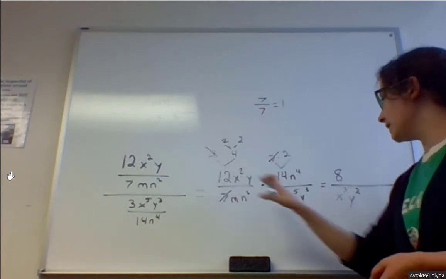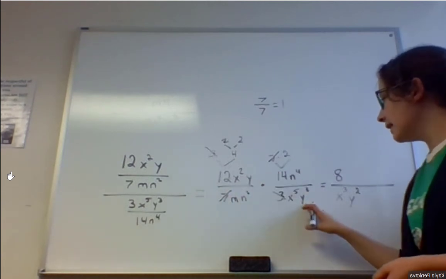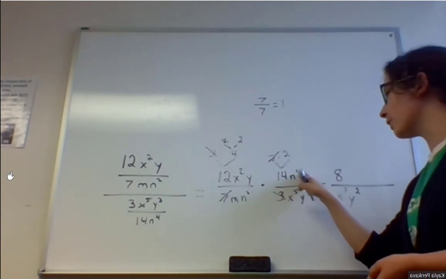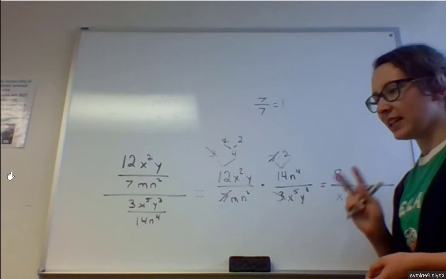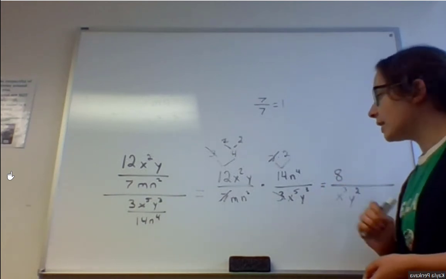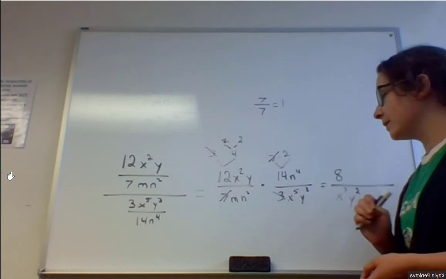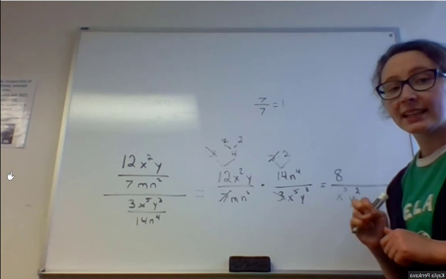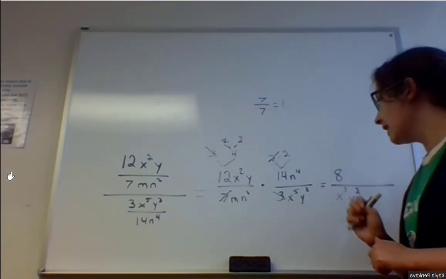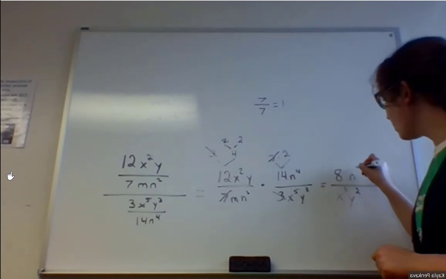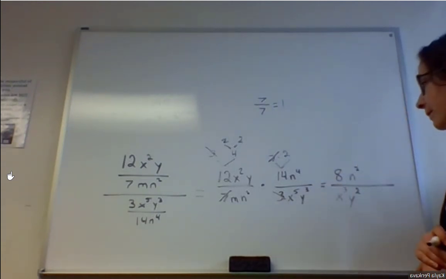So we've dealt with the x's, we've dealt with the y's. Now we need to deal with the n's. We have an n to the 4th on top, n times n times n times n. And then we have an n squared on bottom, so n times n. Since both the top and the bottom have 2 n's, we can cancel 2 n's from the top and bottom, leaving 2 n's on top. So we have an n squared on top.